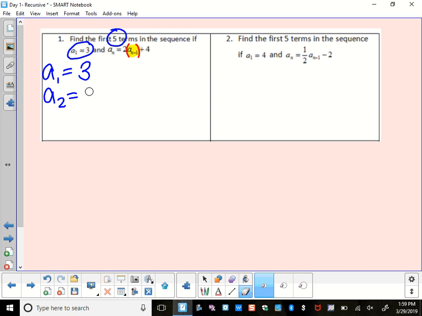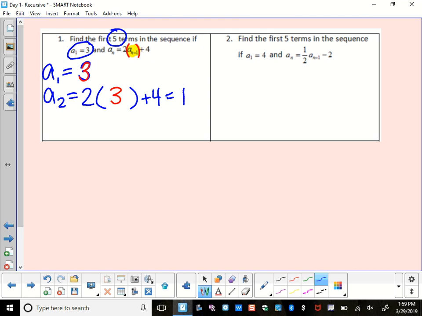My rule says 2 times the previous number plus 4. Well, what's the previous number? 3. So this 3 goes right in there. So what's 2 times 3 plus 4? 10. Good. So now I know my first term was 3, my second term was 10.